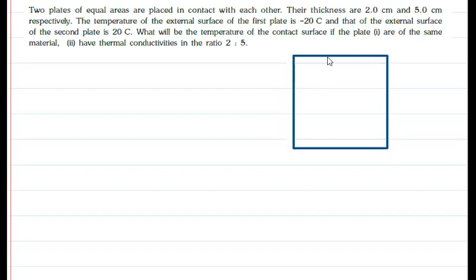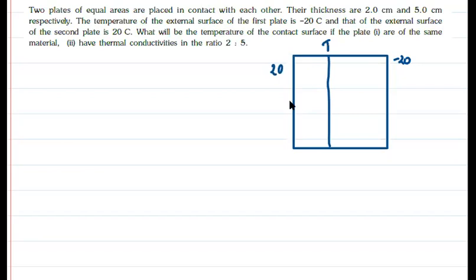Okay, so we have two plates like this. This is plate one, this is plate two, okay? Thickness is given, 2 and 5. The temperature of the external surface of the first plate is -20, and that of the external surface of the second plate is 20. Suppose this temperature is 20 and this temperature is -20. So what will be the temperature of the contact surface? You have to find this T.